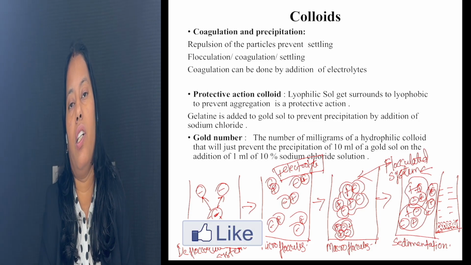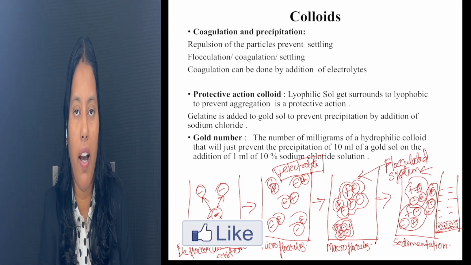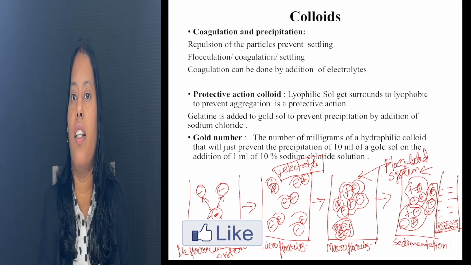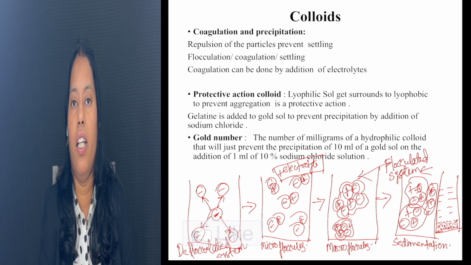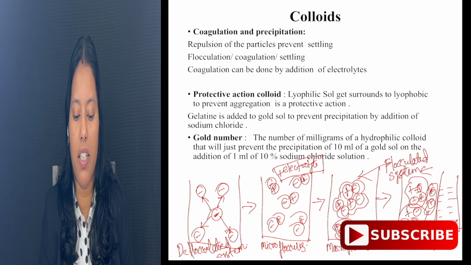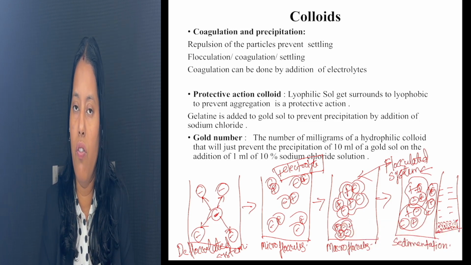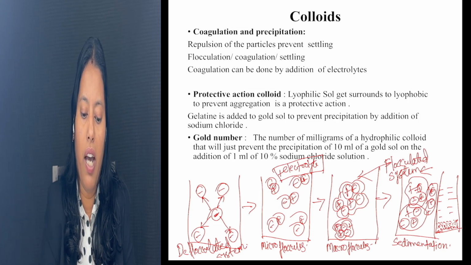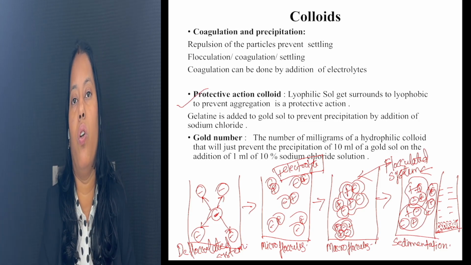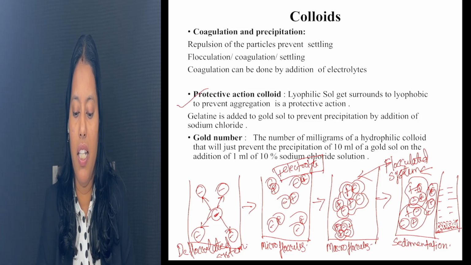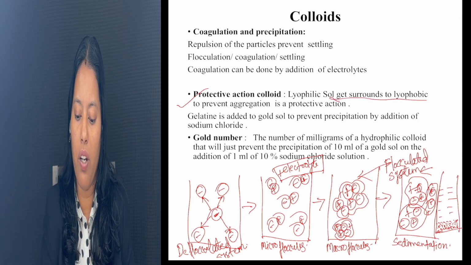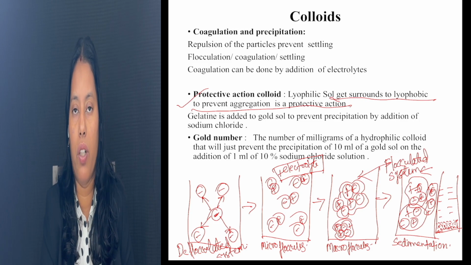So if your electrolyte is having higher valency, it has a higher tendency for flocculation. The degree of flocculation is more for the electrolyte having the higher valencies. Okay, so you understood what the deflocculated and the flocculated system are. Now you have protective action of the colloid. Now you can see this lyophilic sol surrounded by the lyophobic sol to prevent the aggregation.